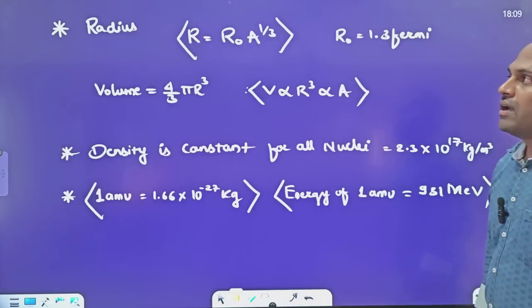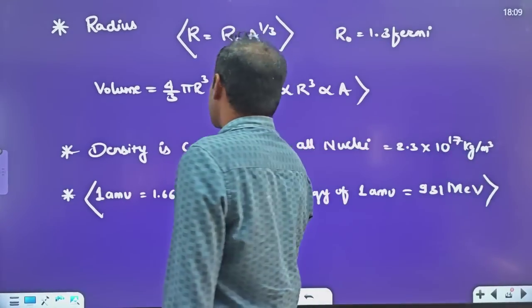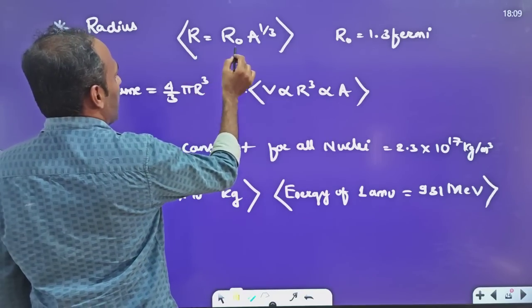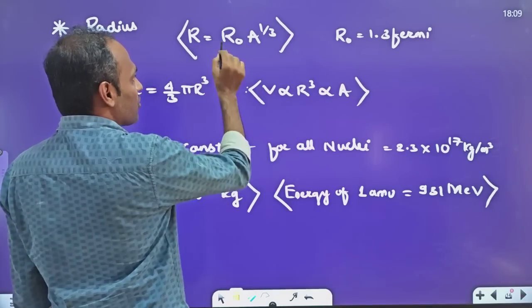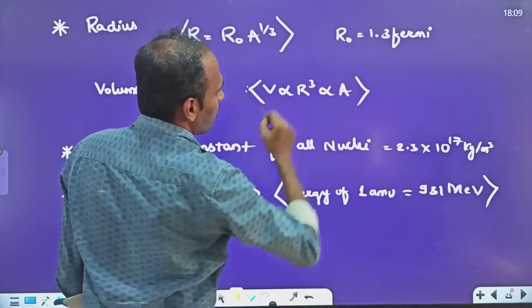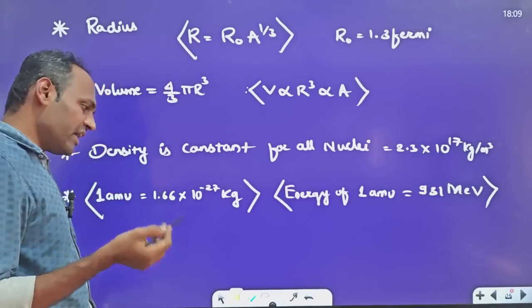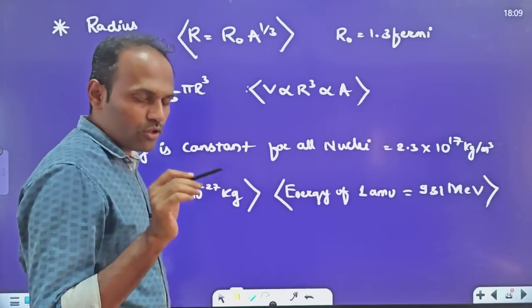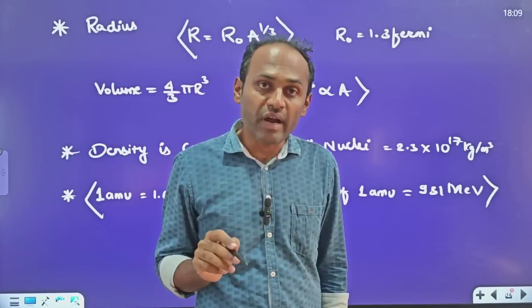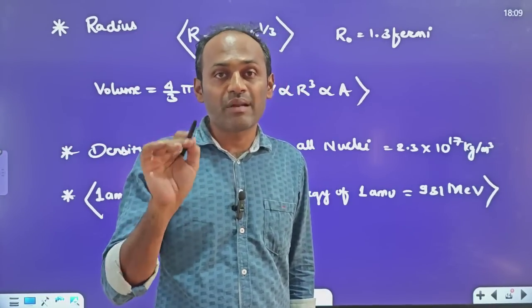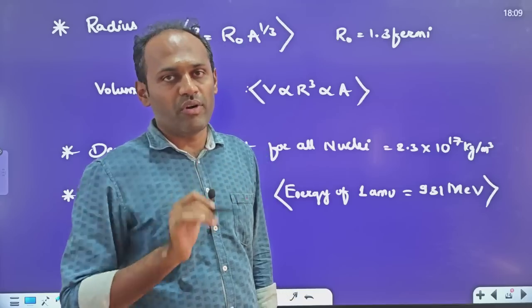Next, the radius of the nucleus is connected with mass number in this way: R is equal to R naught into A raised to 1 by 3, where R naught is a constant whose value is 1.3 Fermi. Fermi means 10 to the power minus 15 meter. The radius of the nucleus will be of the order of 10 to the power minus 15 meter, while the radius of an atom will be of the order of 10 to the power minus 10 meter. Atom is in angstrom, nucleus is in Fermi.